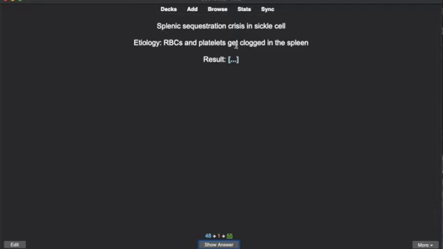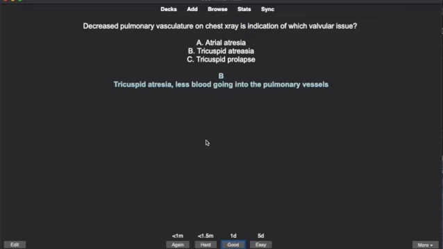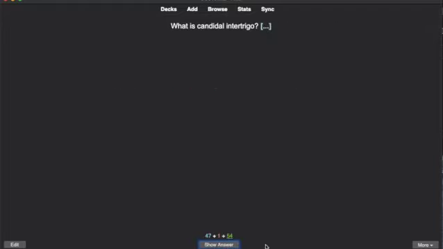Splenic sequestration crisis. Oh, yeah. Result is splenectomy. Yep. Anemia too, obviously. Decreased pulmonary vasculature on chest wall x-rays indicated which valvular issue. Decreased pulmonary vasculature. That's tricuspid atresia. Vessels, yeah. There could be other reasons to that. This could be wrong on that last one. Could be other things that cause that.